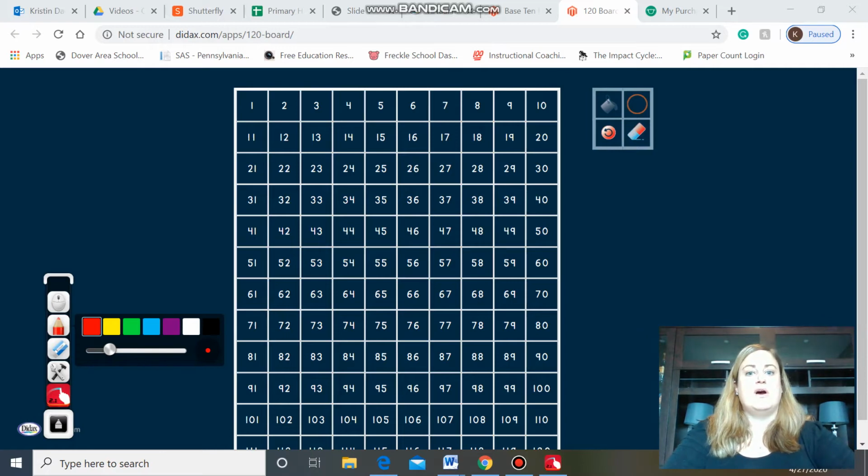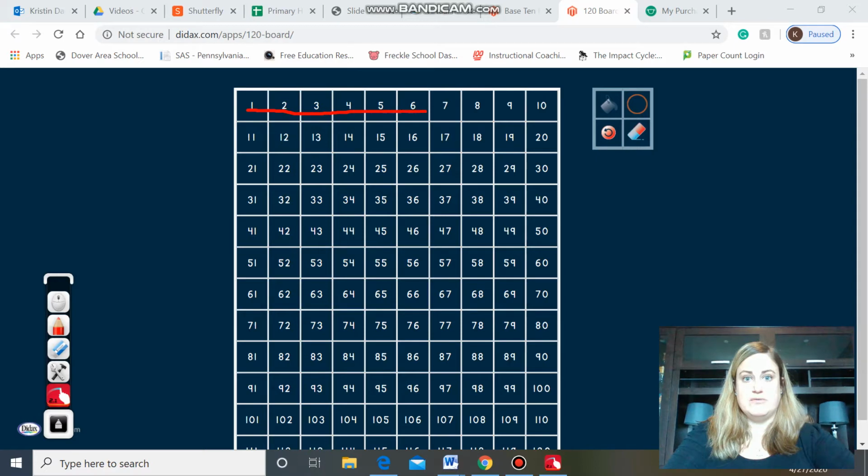So on my hundreds chart, if we are moving from side to side across a row, so from this row this way to this way, okay? So I'm moving by rows. That means that we are adding 1. So if I'm moving this way, I'm adding 1, okay? So these are rows when you're moving from left to right.